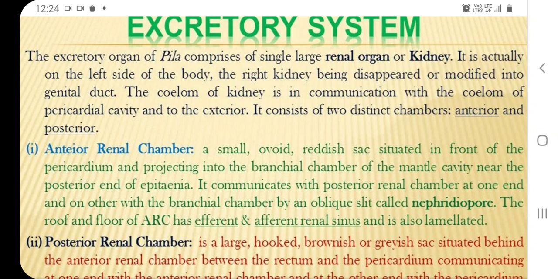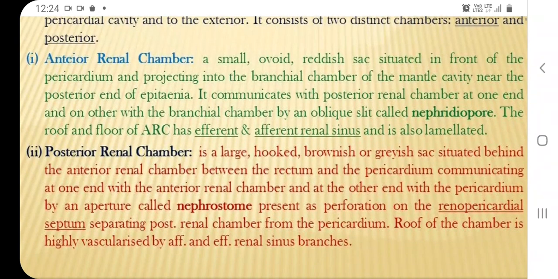The coelom of the kidney is in communication with the coelom of the pericardial cavity and with the exterior, and this is the true coelom present in the Pila. The kidney consists of two distinct chambers, the anterior renal chamber and the posterior renal chamber.